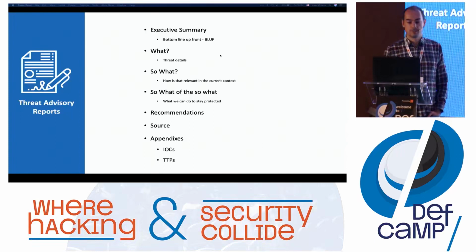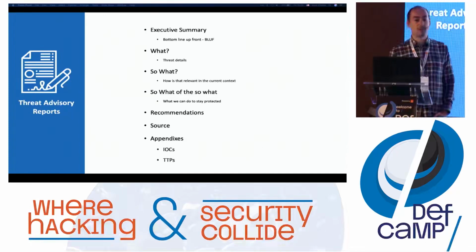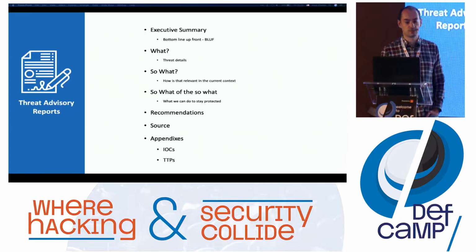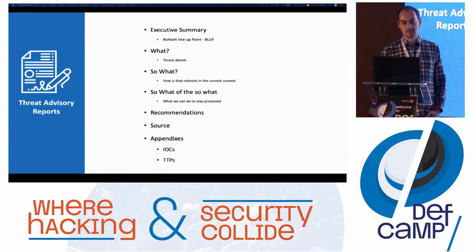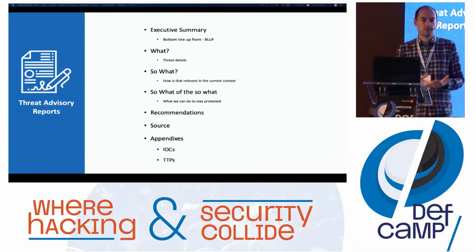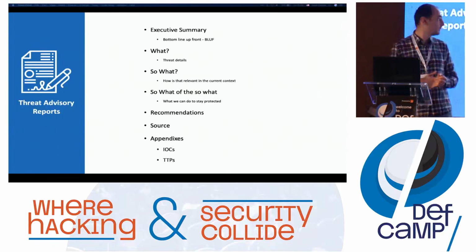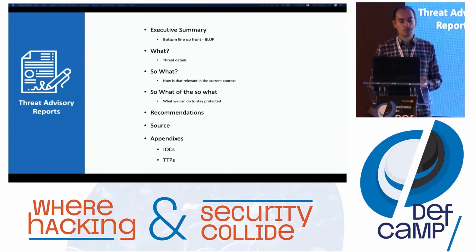Have a defined structure, bottom line up front. Yeah, use the BLUF for the executives, for your CISO. He has to figure out everything from that one slide. What? Give some information about the threat details. So what? Afterwards, okay, we have that threat. How does that impact us? So what of the so what?